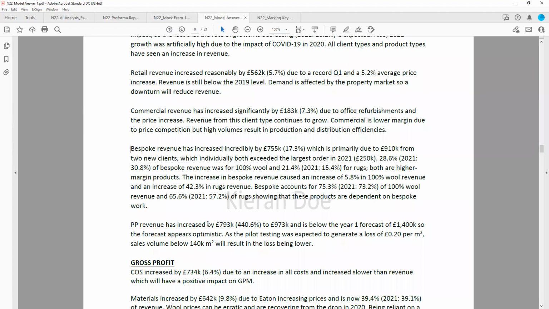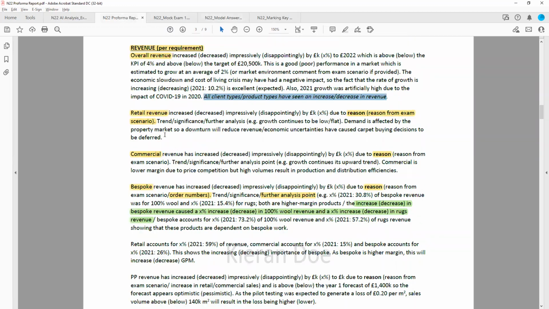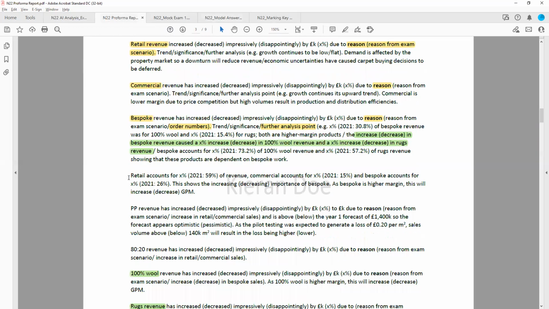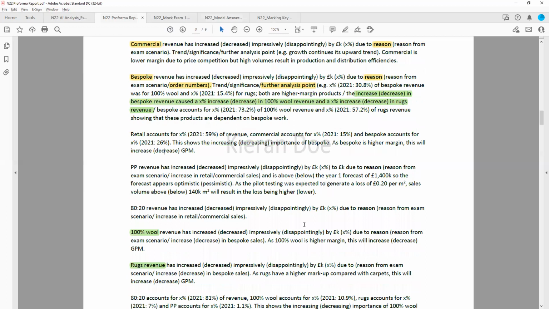And then I decided to do PP. Like I said, you could have done mix by client type, or if you thought that actually I want to make sure that I have everything in there.